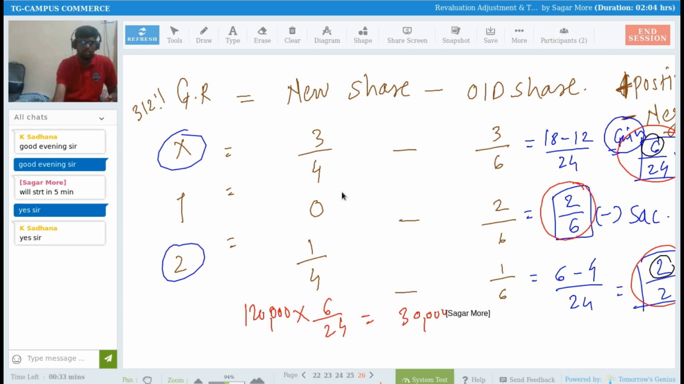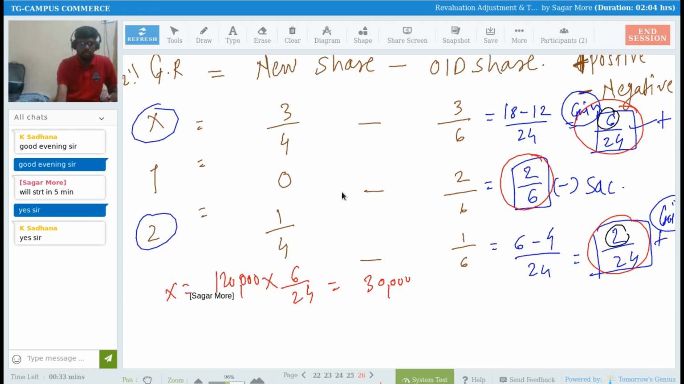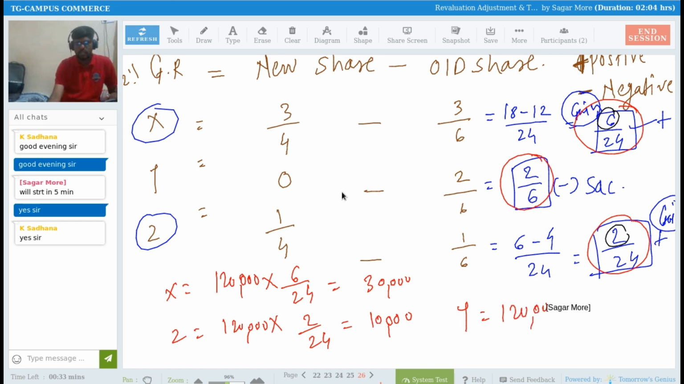You can solve this. This is for partner X, which I have calculated. For partner Z, 1,20,000 rupees multiplied by 2/24, that is 10,000 rupees. And for partner Y, 1,20,000 rupees multiplied by 2 divided by 6. It comes to 40,000 rupees.